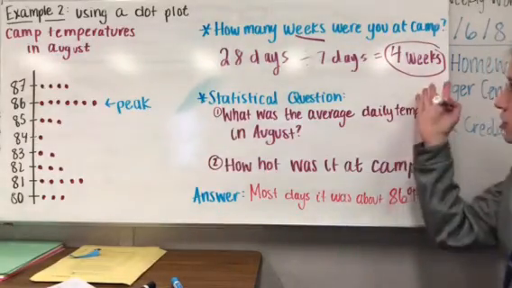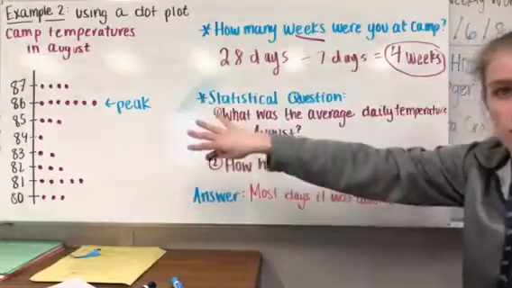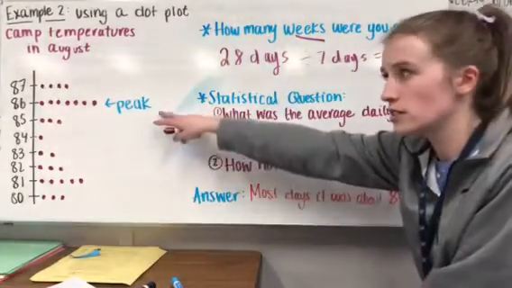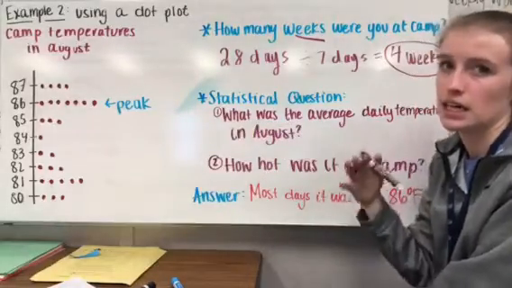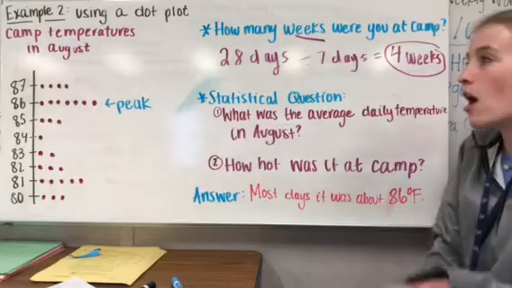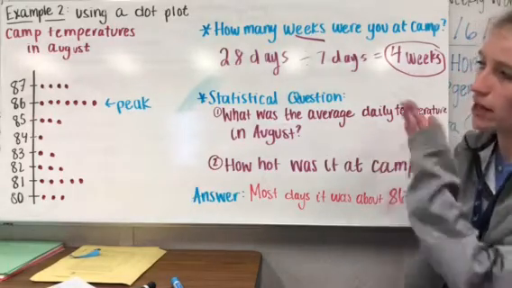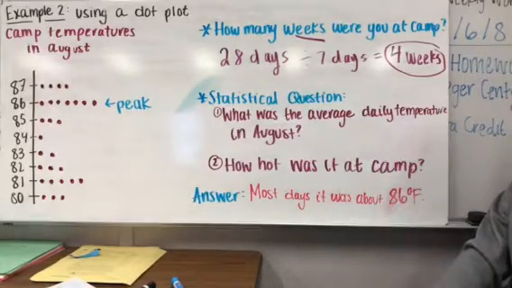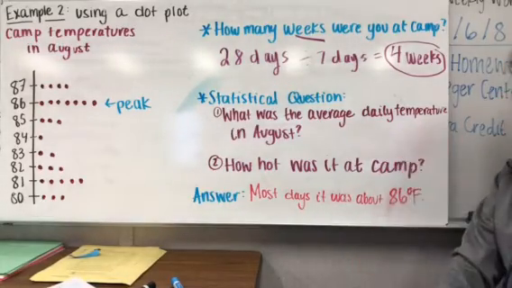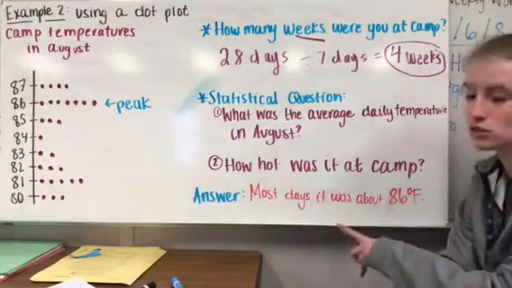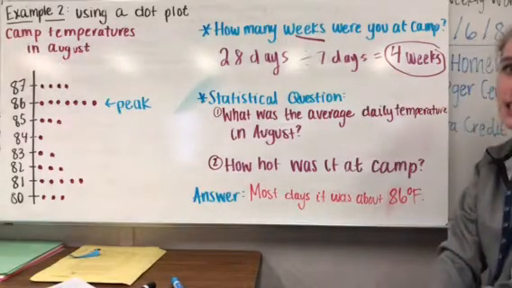Now that we have our data, we could again analyze it for some peaks, gaps, and clusters. I don't see any gaps here, but what I do see is that I have a peak at 86. This time, instead of thinking of the tallest, I can think of the longest, since my number line is now vertical. An answer to either of these questions, let's say I asked you what was the average daily temperature in August, since my peak is at 86, I can answer you and say most days it was about 86 degrees.